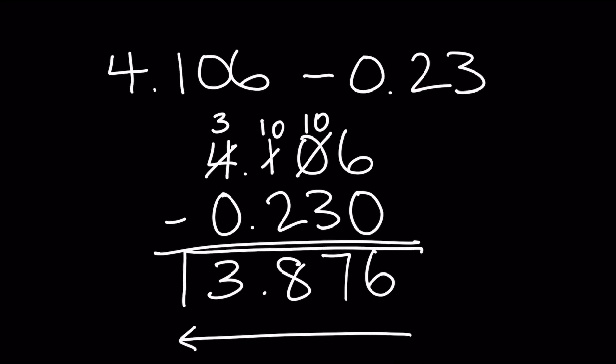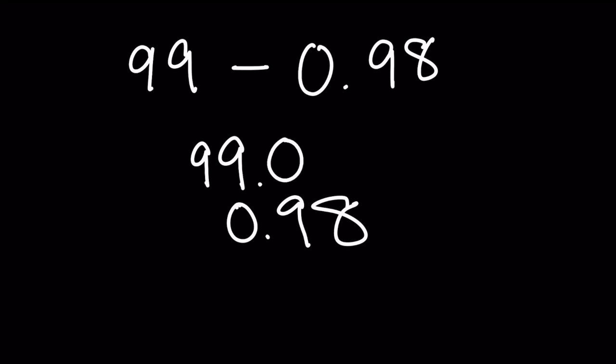So the answer is 3.876. Let's try another example. What is 99 minus 0.98? The first step is going to be, like before, lining up the decimal places. For any whole number, the decimal place will just come after that number. 99 is the same as 99.0 or 99.00 or 99 with any number of zeros after the decimal place.